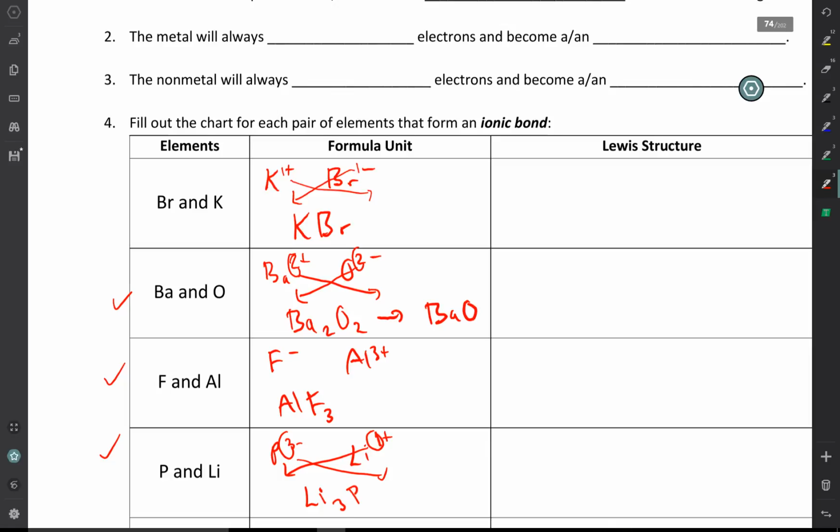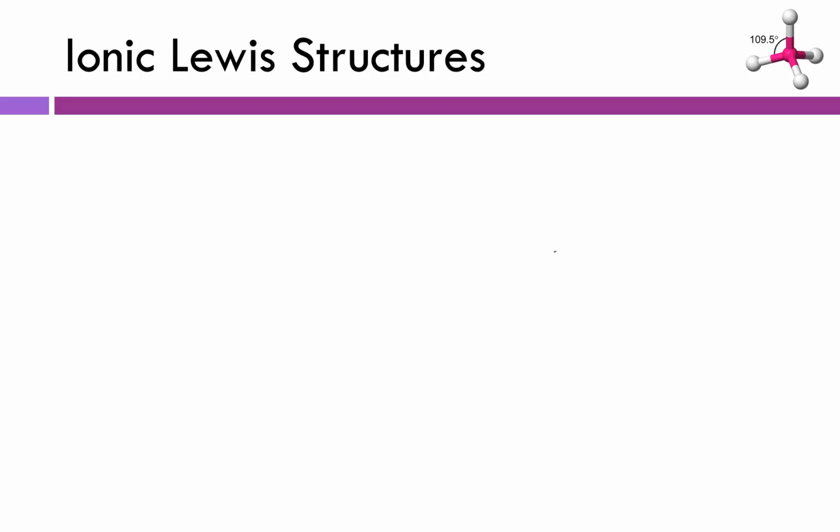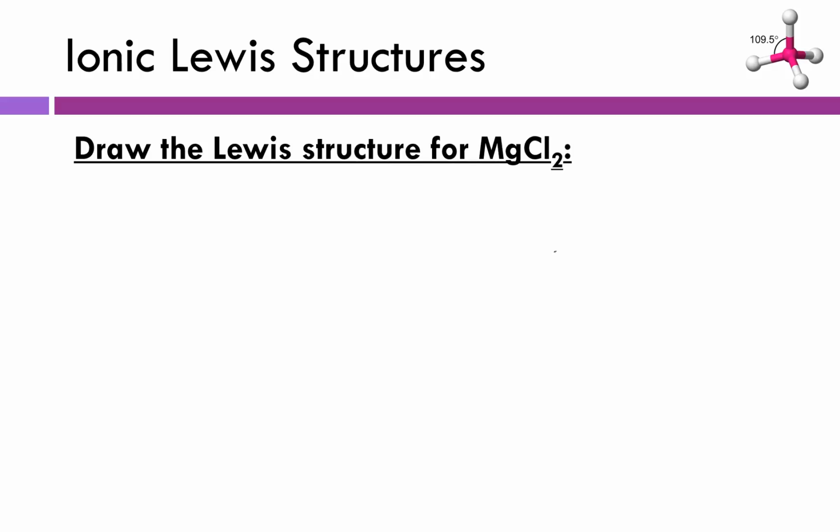Let's get back to the notes. Now that we know how to predict the formula unit for an ionic compound, I want to talk about going through and drawing the Lewis structure. So we'll go back to our example with MgCl2, magnesium chloride. And honestly, predicting the formula unit is a whole lot more complicated in my opinion than drawing the Lewis structure. They always take on very, very similar formats really.